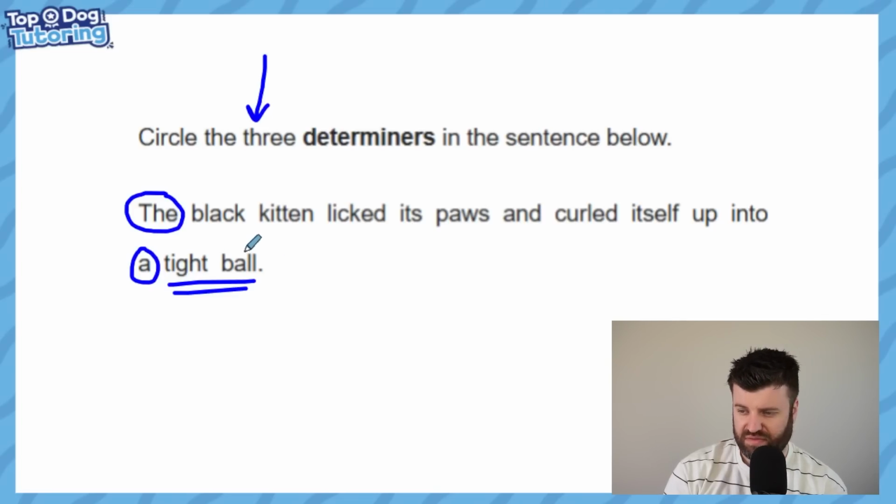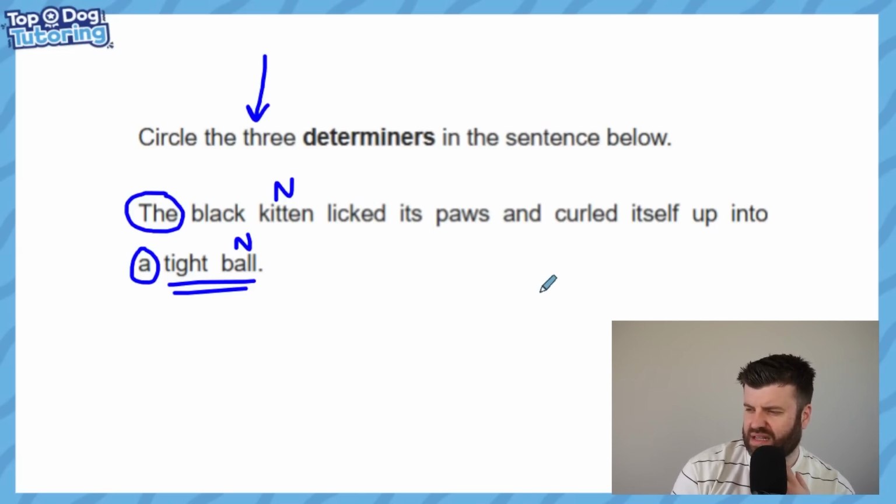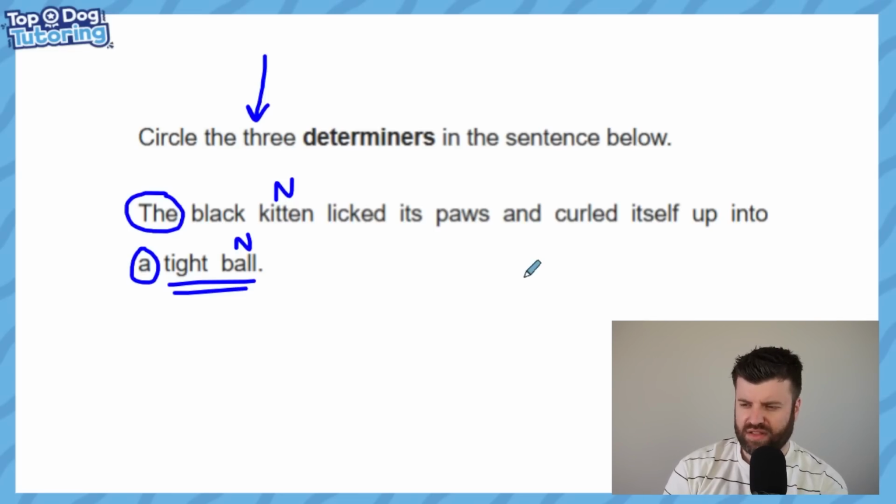Doesn't matter, there's an adjective in front. Ball is the noun. The black kitten, again, kitten is the noun, has an adjective in front, but that doesn't matter. So they look good. Licked its paws and curled itself up. This might be where you're, again, a bit stuck. These aren't the traditional a, the, an. Well, look for a noun.